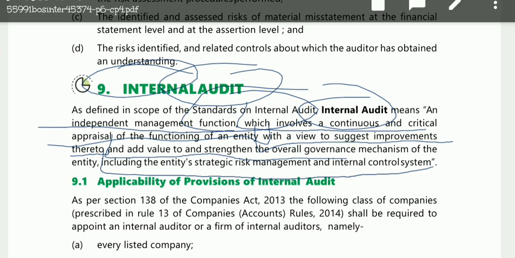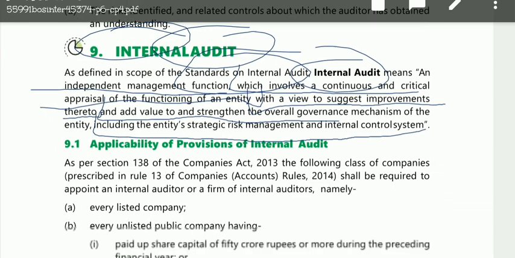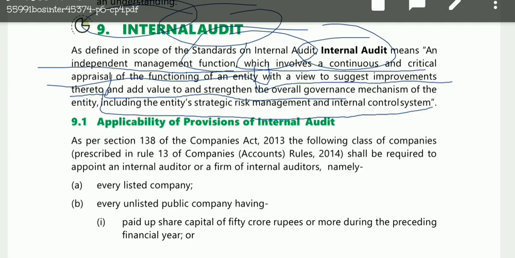Okay, so in this way, that is why we conduct internal audit. Now, what is the applicability of the provisions of internal audit? As per Section 138 of the Companies Act, the following classes of companies shall be required to appoint an internal auditor or a firm of internal auditors. Section 138 has some provisions for this internal audit.